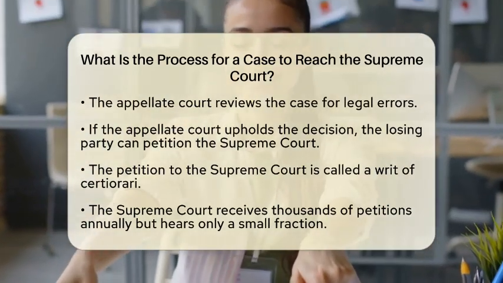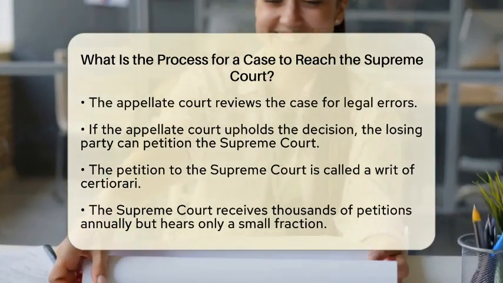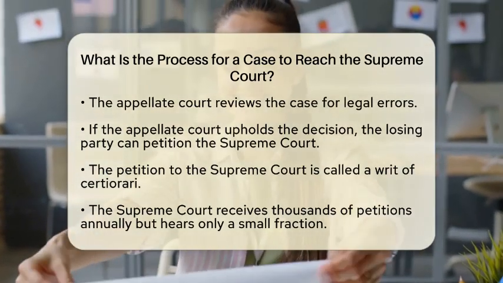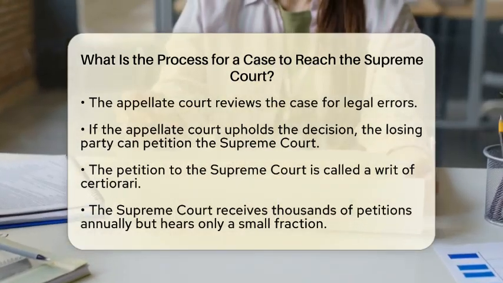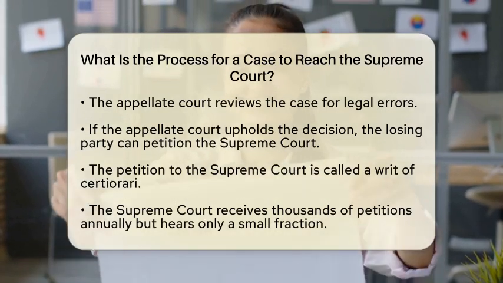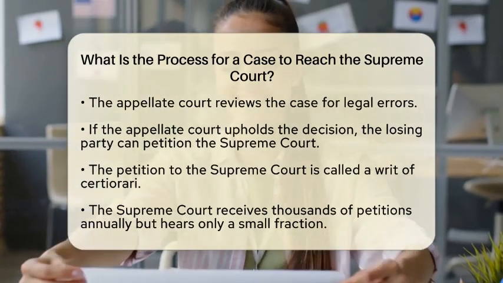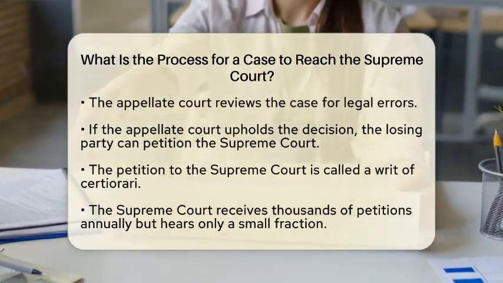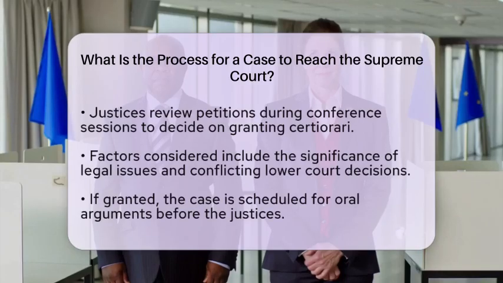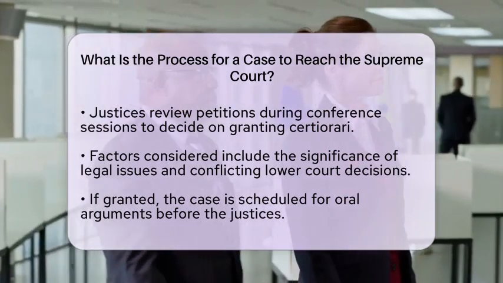The Supreme Court receives thousands of petitions each year, but it only hears a small percentage of them. The justices review these petitions during their conference sessions. To decide whether to grant a writ of certiorari, the justices consider several factors, including the importance of the legal issues involved, the need to resolve conflicting decisions from lower courts, and the broader implications of the case.